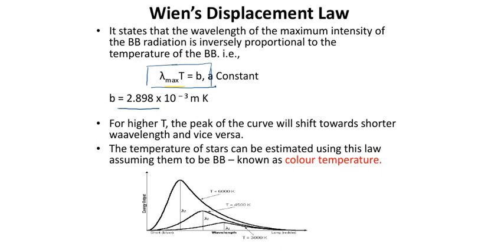This is one thing. So the temperature of the stars can be estimated using this law, assuming them to be black bodies. BB is black body. The temperature measured based on this law is known as color temperature. Okay, temperature measured by using Wien's law is specially known as color temperature. Because we have seen in the HR diagram, corresponding to every temperature there is a color.